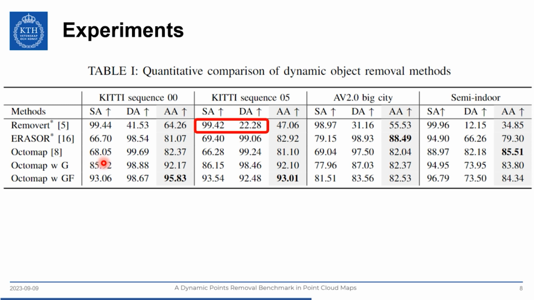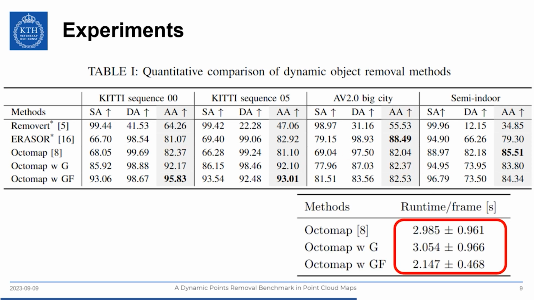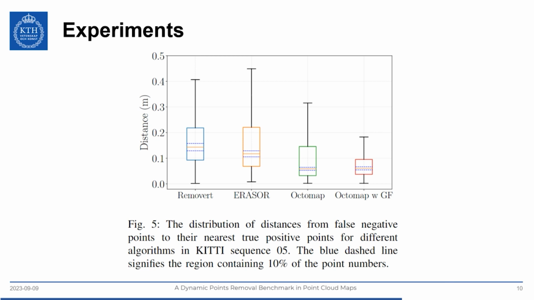Here, OctoMap with ground denotes the method with ground estimation, resulting in higher scores across most of the sequences. With noise filtering, the scores are also higher than the original in most cases. And with OctoMap with GF, we achieve a 20 to 30% speed up as shown here, since the noise points do not undergo the raycasting process.